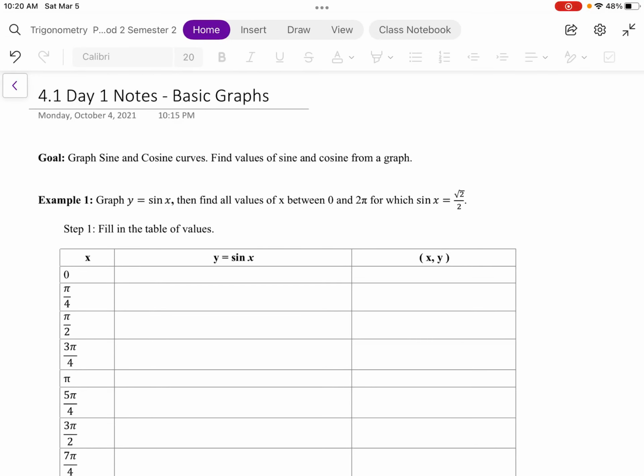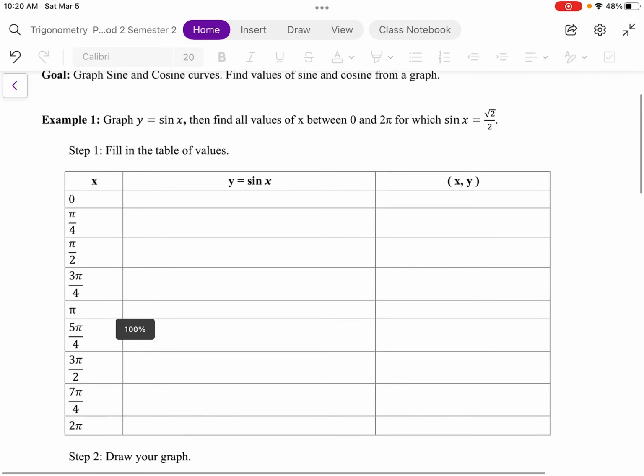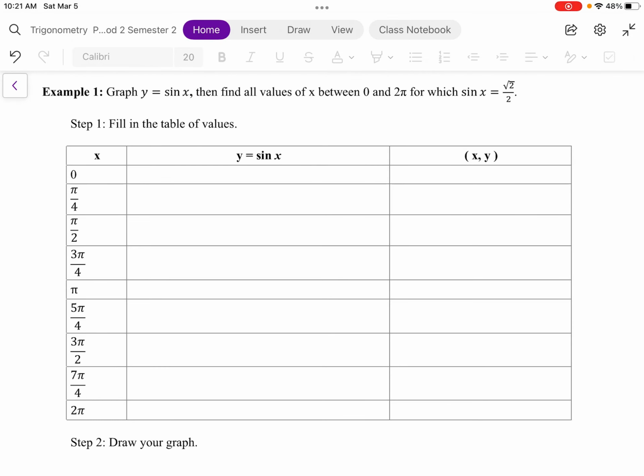In Chapter 4, we are going to be working on constructing graphs of our trig functions. Today we're going to go over some basic sine and cosine curves, and we're going to find the value of sine and cosine from a graph. So in example 1, we're going to graph y equals sine of x. Then we're going to find all values of x between 0 and 2 pi for which sine of x equals the square root of 2 over 2.